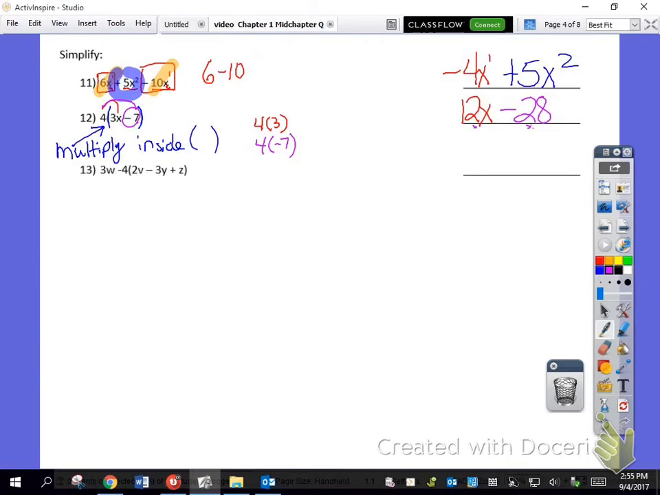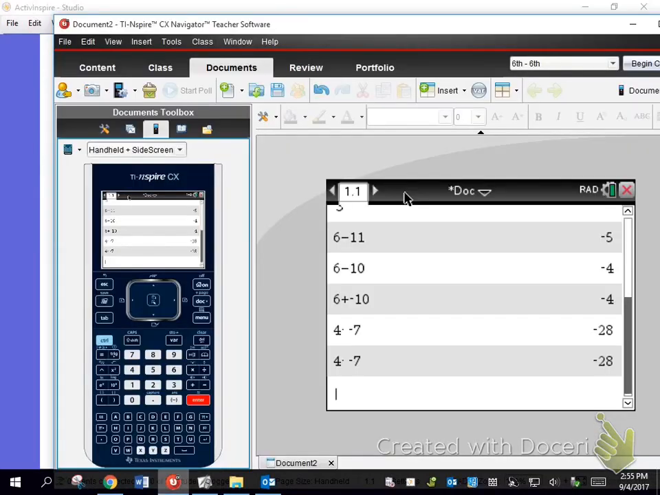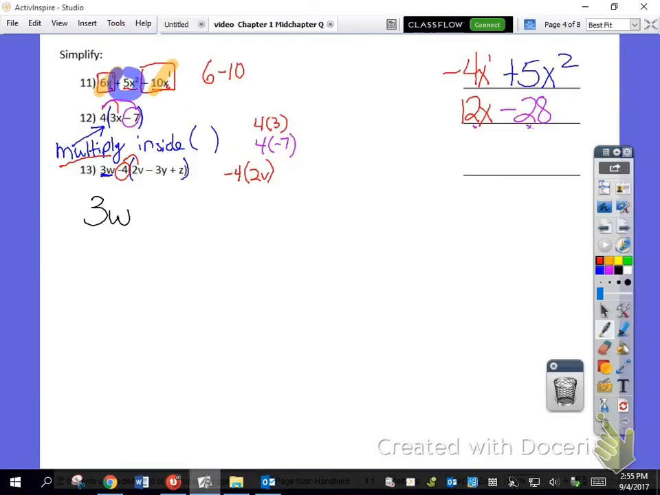Okay, on 13. So there's some multiple steps on this. Notice on 3w, it is not by parentheses, and the negative 4 is by parentheses. So first thing I'm going to do is bring down that 3w. Now, that negative 4 is by the parentheses, and so remember that means to multiply. So I have to multiply negative 4 times 2. Negative 4 times 2, and you get negative 8. So that is going to be, I'm going to write it right here, negative 8v.